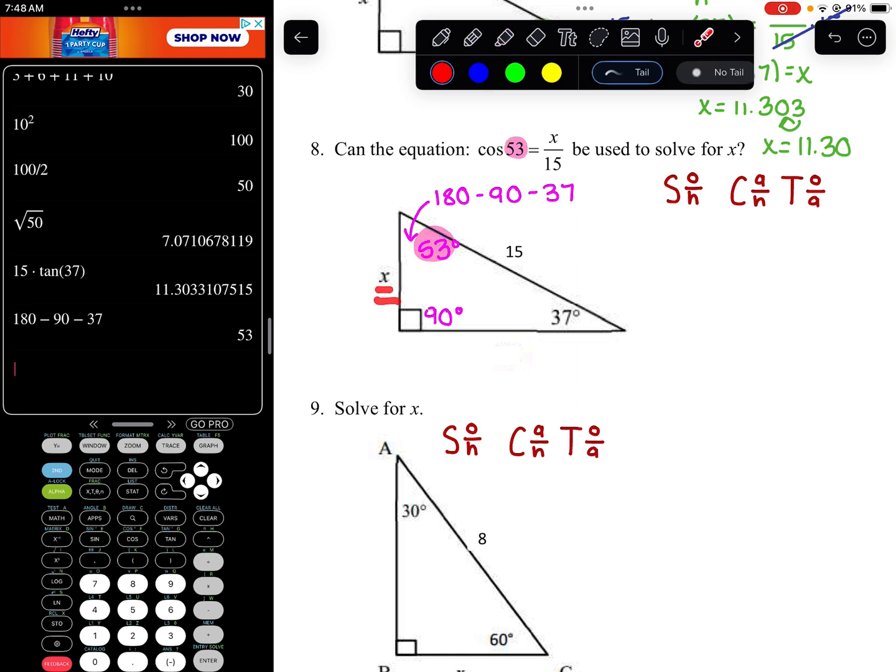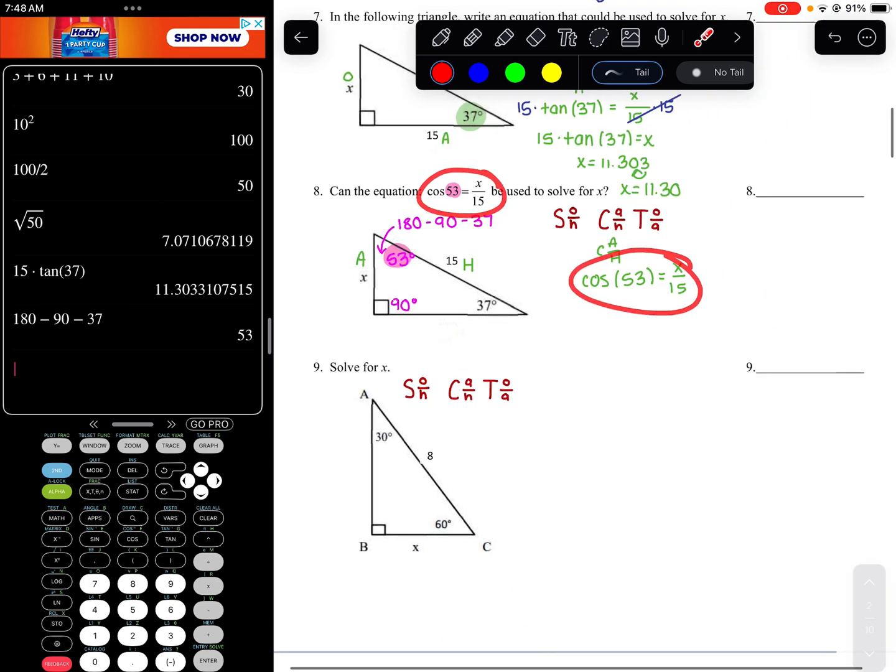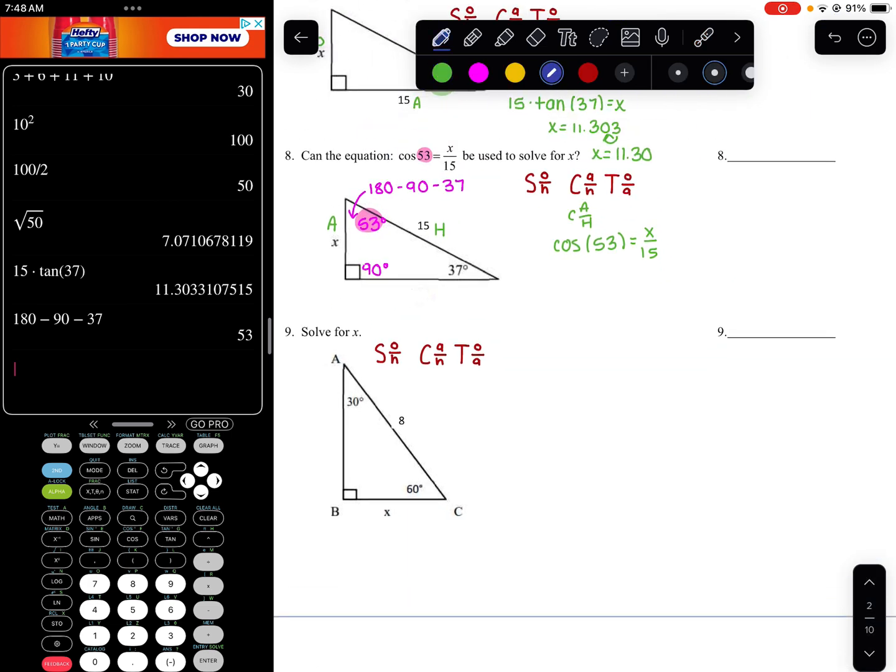So what letters do X and 15 get? Well, 15 is still your hypotenuse. It's still the side across from the right angle. And now, not using the 37, but using the 53, X is adjacent to the 53. X is touching that 53. So A and H, we are using cosine of, inside goes our angle 53, equal to our adjacent side, X, divided by our hypotenuse 15. And these two equations match. So yes, this equation can be used to solve for X.